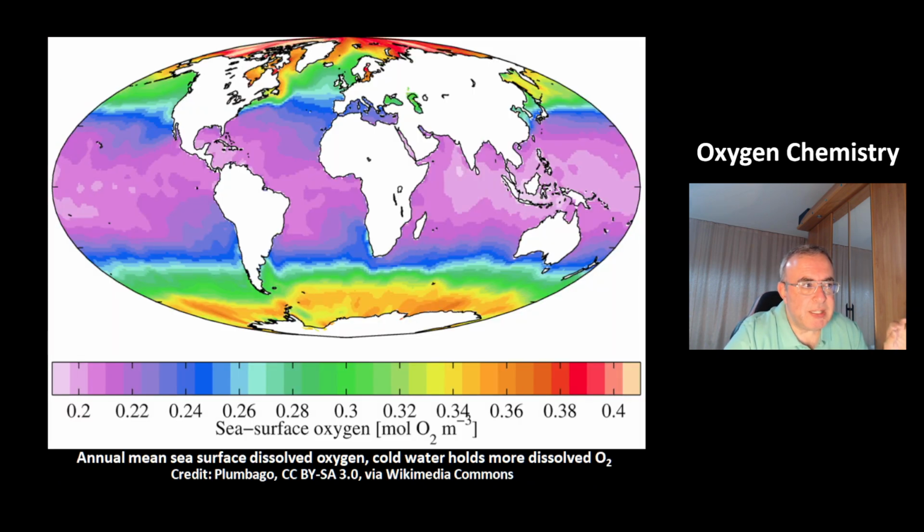This is the annual mean sea surface concentration of dissolved oxygen. So pink color is a low concentration, and red and yellow, that's high concentration. And you can see in this picture, cold water can hold more dissolved oxygen than hot water or warm water.